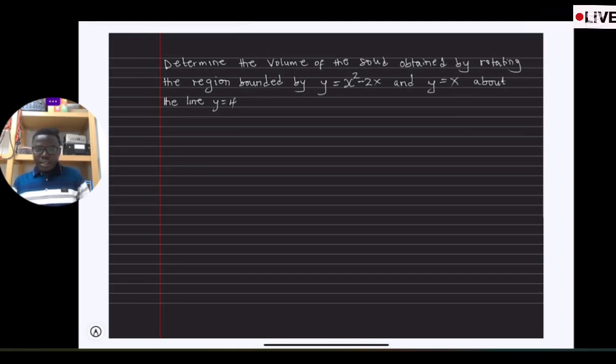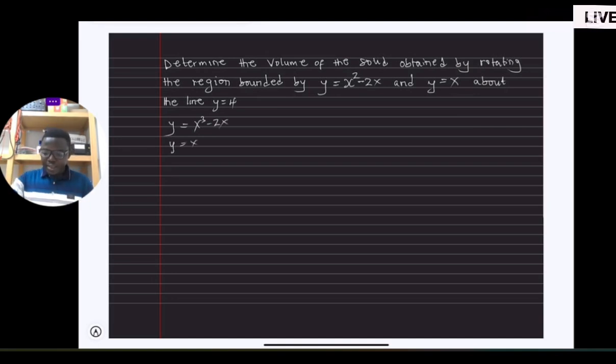As we did in our previous example, the first thing you have to note here is that you have to plot the functions. And how do we plot the function? The quickest way to hand sketch these functions is to find the meeting points of the two functions that you are sketching. So these are my two functions: y equal to x power 3 minus 2x, and then y equal to x.